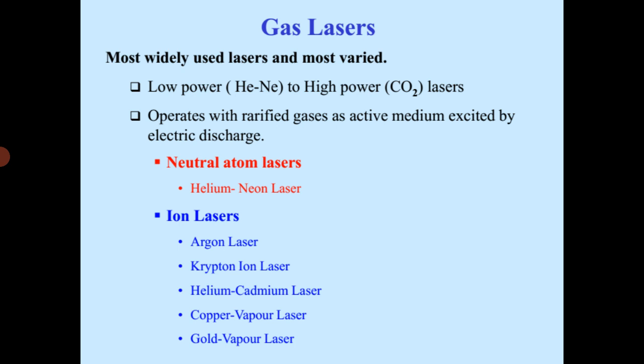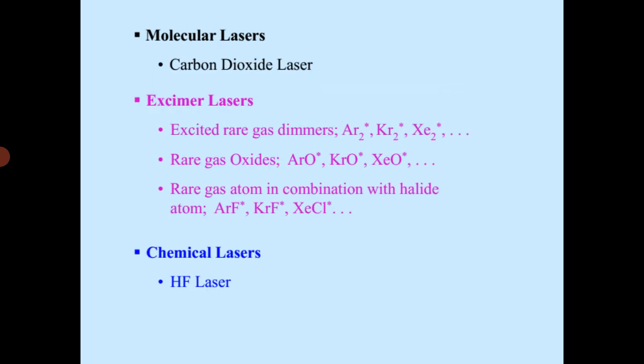Neutral atom lasers are helium neon lasers. Let's see the types of lasers. Ion lasers include argon lasers, krypton ion lasers, helium cadmium lasers, copper vapor laser, and gold vapor laser. In molecular lasers, there is the carbon dioxide laser. We also use excimer lasers and chemical lasers.